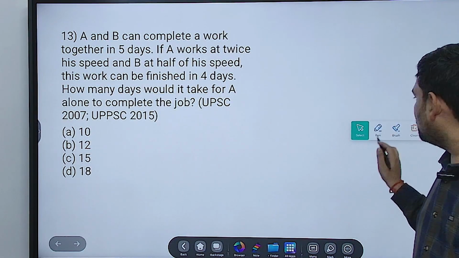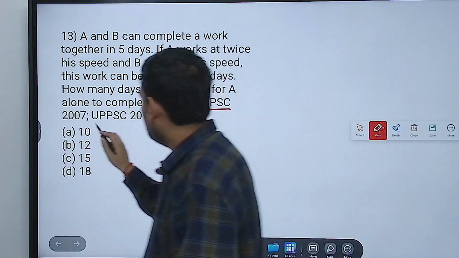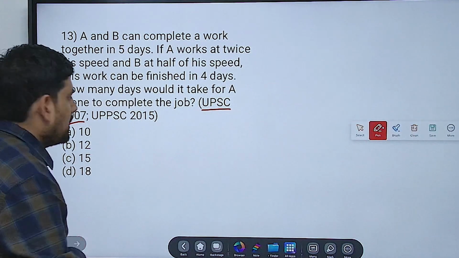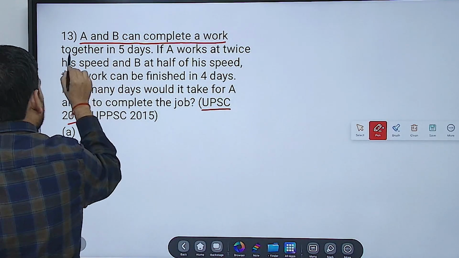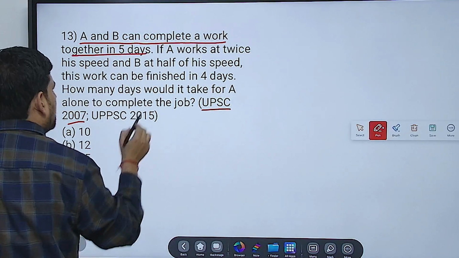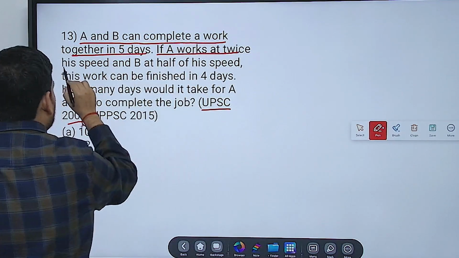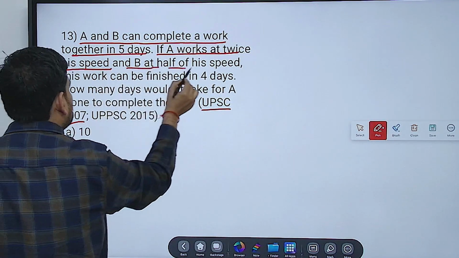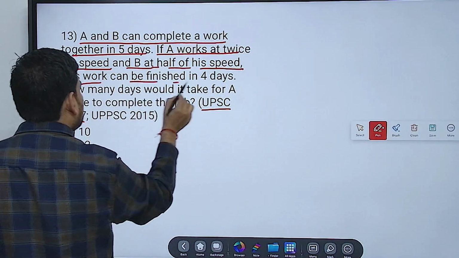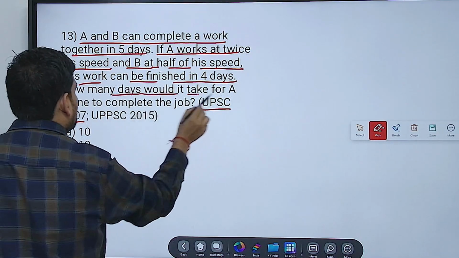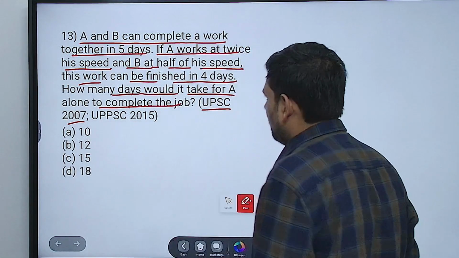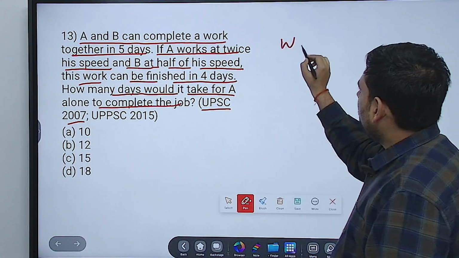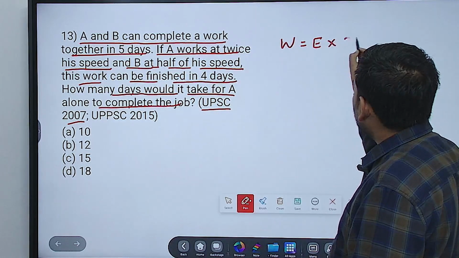Then let's do this. This was asked in UPSC 2007. It says A and B can together complete a work in 5 days. If A works at twice his speed and B works at half his speed, this work can be finished in 4 days. How many days would it take for A alone to complete the job? Now, fairly simple. What you have to do? Work is equal to efficiency into time.